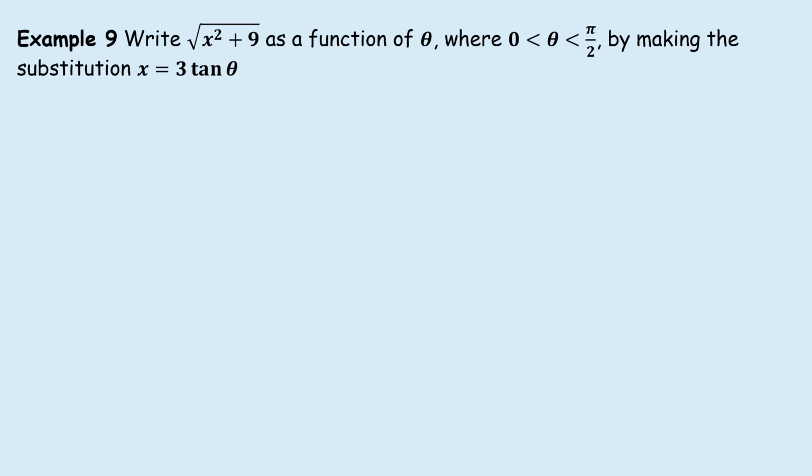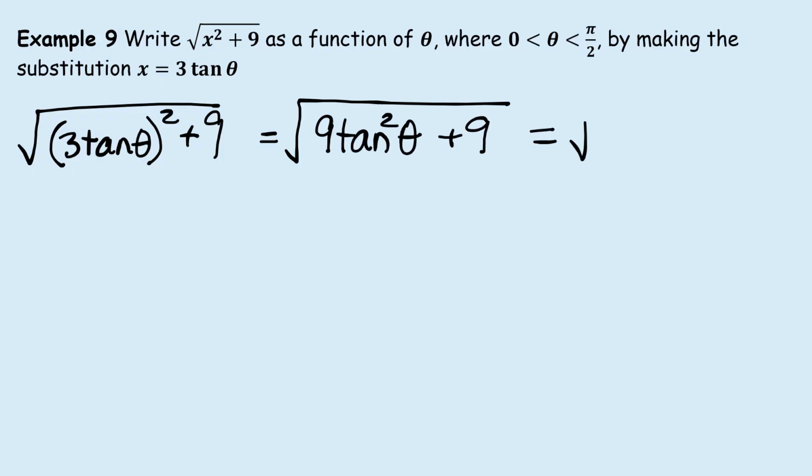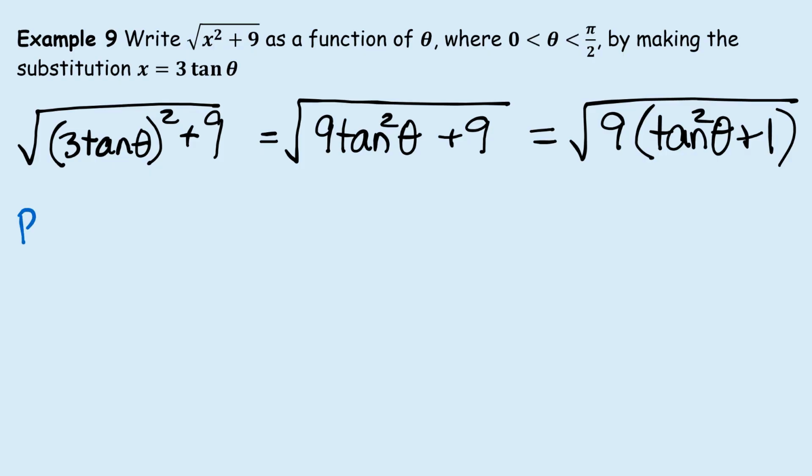So we're going to substitute 3 tangent theta for x. We'll have the square root of (3 tangent theta) squared plus 9. And that would be the square root of 9 tangent squared theta plus 9. And if we factor that 9 out, we will have 9 times tangent squared theta plus 1. And then we should look at that tangent squared theta plus 1 and think Pythagorean identity.